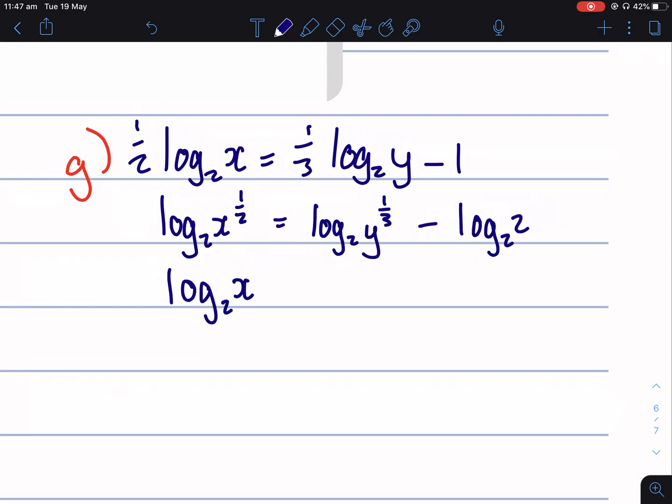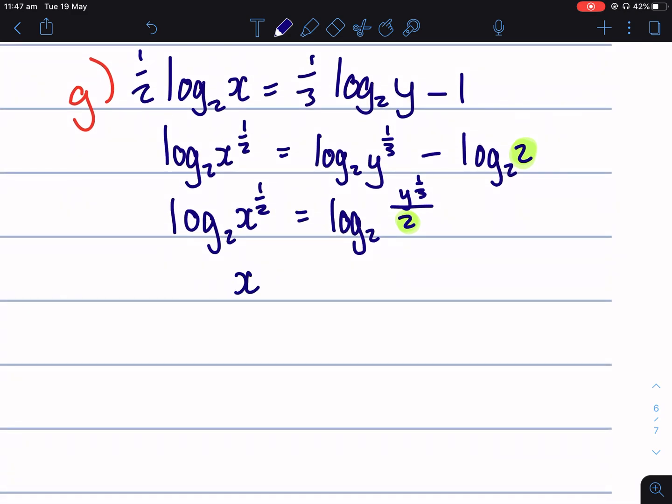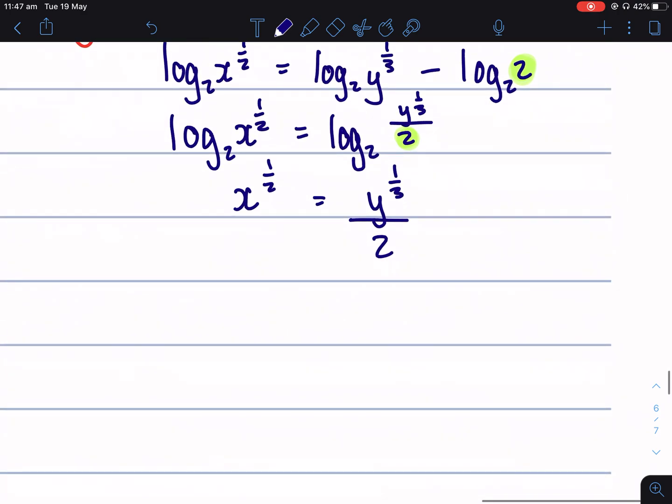Log base 2 of x to the half equals log base 2 of y to the third divided by 2. So this 2 went down here. That's that 2. Which means now I can say x to the half equals y to the third on 2. And I'm assuming they don't want... So I've got 2 root x equals the cube root of y. It's just a different way of writing that.